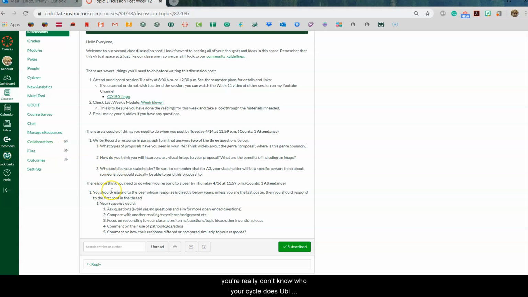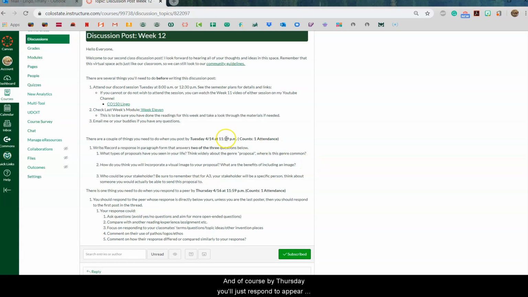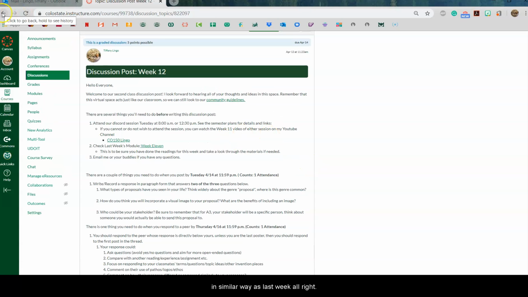So if you really don't know who your stakeholders should be, I recommend answering number 3. So you can kind of play with who you're going to send this to. So make sure that it's a specific person, and think about, you could actually send this proposal to someone. You could send it in an email to them. You could send it via mail to them, okay? Think about who you could do that to. And then, of course, by Thursday, you'll just respond to a peer in a similar way as last week, all right?